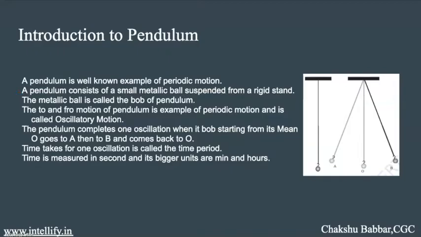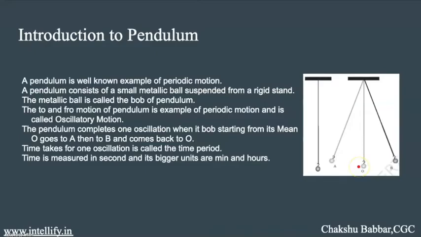It means that it has a rigid stand from which there is a thread and to the thread a metallic ball is tied. The metallic ball is called the bob of the pendulum. This is called the bob of the pendulum. The to and fro motion of a pendulum is an example of periodic motion and is called oscillatory motion.